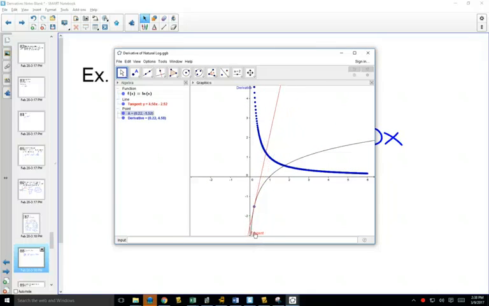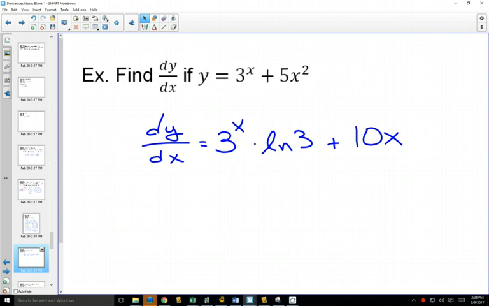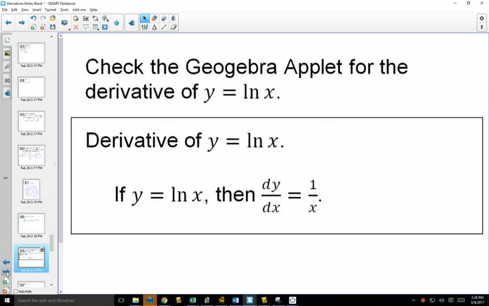Now you have seen this graph before. Can you recognize it? It was one of your parent graphs that you had to use in grade 12, but it's not all of it, but it's part of it. It is the positive side of 1 over x. And so when looking at our derivative of natural log of x, we write that the derivative is 1 over x.